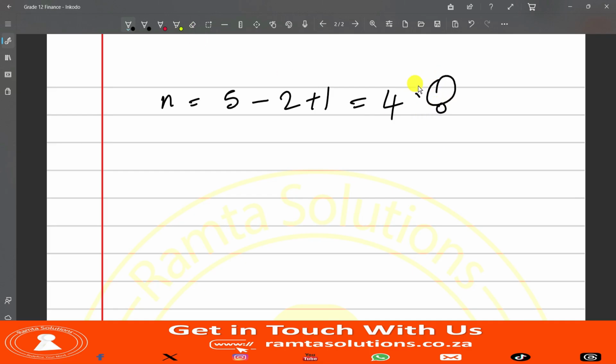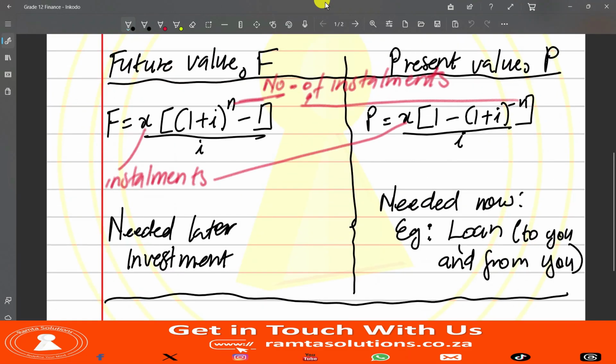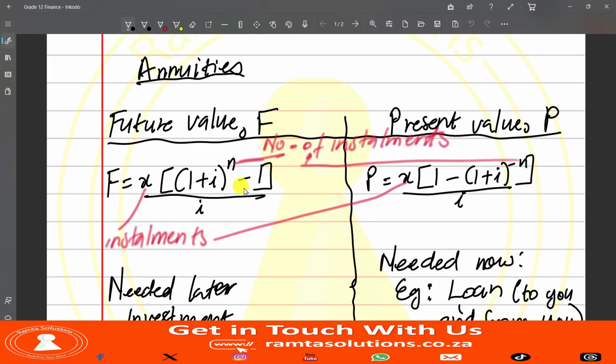Now you are aware that this could be troublesome. So this is telling you that sometimes these formulas can take a different shape. Hence, it is important that you draw a timeline.